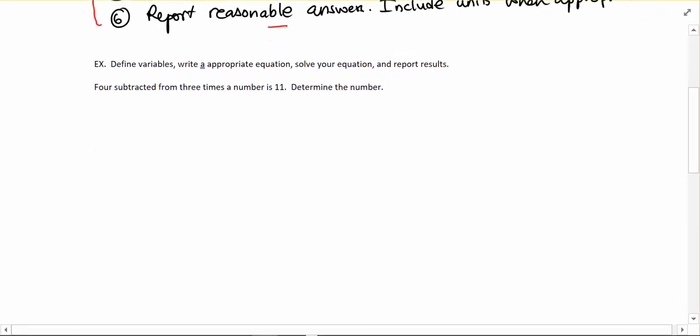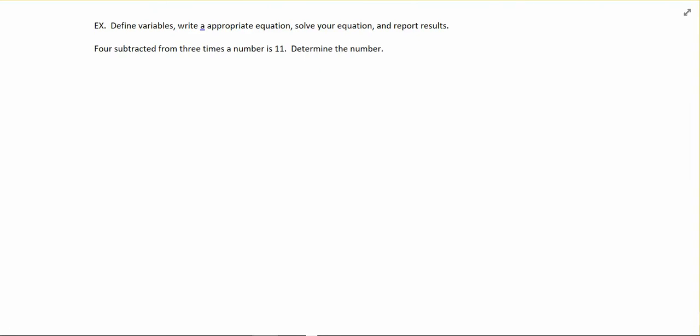We'll start off by taking a look at a simple problem here. We'll go through the steps. Right here it says define the variables, write an appropriate equation, solve your equation, and report results. So those are the instructions for the problem. And the problem itself says 4 subtracted from 3 times a number is 11. Determine the number. So I sort of understand it. This is 4 taken away from 3 times a number is 11. So determine the number. The key thing here is this number, right? That's the question. So I'm going to start there.